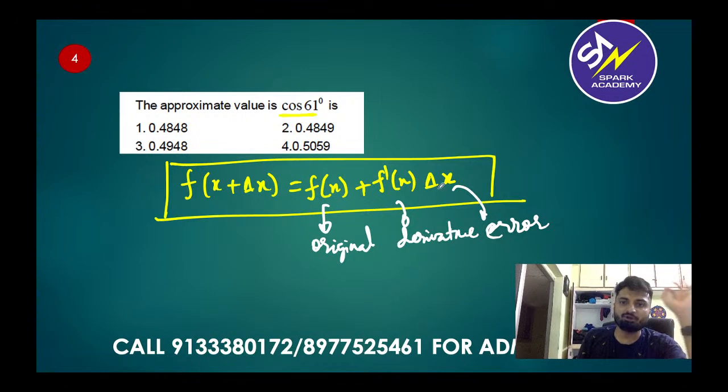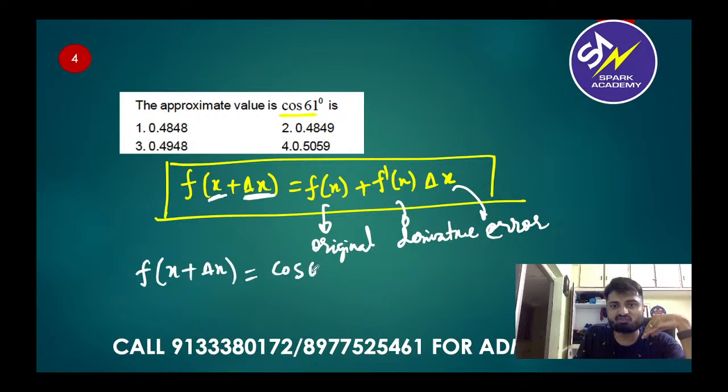So if you are able to identify the x, if you are able to identify the delta x, the question becomes a cakewalk for you. Is it clear? Everybody know? So now tell me which is the standard value we know. So f of x plus delta x, I am writing it as cos 61 degrees. So which is the standard value which you know in cos? 60, right? Everybody? So can I say I can write it as 60 plus 1 degree?